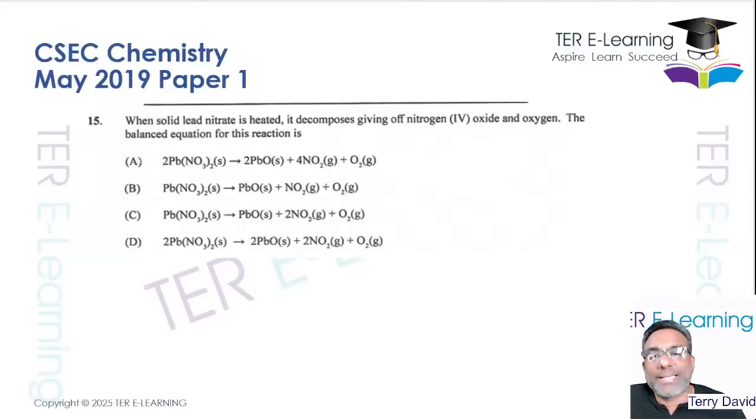Right, so people saying the answer is A, yes, right? So keep in mind, in case you see this in the multiple choice, nitrogen dioxide is a brown gas, and lead nitrate decomposes to give me lead oxide, nitrogen dioxide, and oxygen. So in terms of balancing, we need a 2 here, a 2 here, a 4, and that's it. So that's number 15.